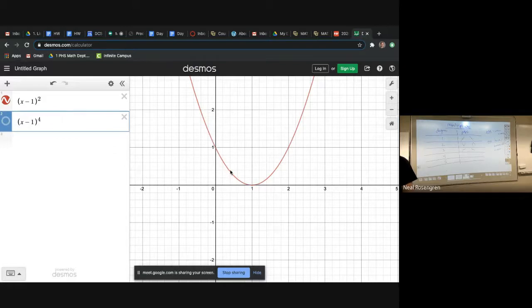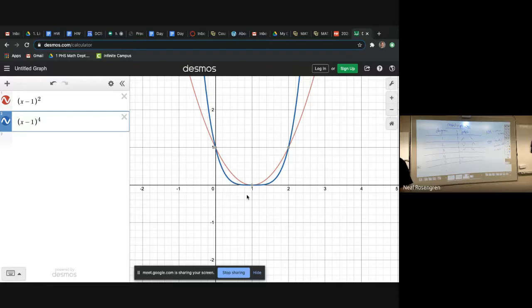You know, we come down and we don't really get all that close to the x-axis until we get really close to 1, and then we just bounce off and head back up, right? It's even, so it's just going to touch or bounce off the x-axis at that spot. But if I bring back that x minus 1 to the 4th, look how much faster it comes down to the x-axis, right? I get really close to the x-axis.